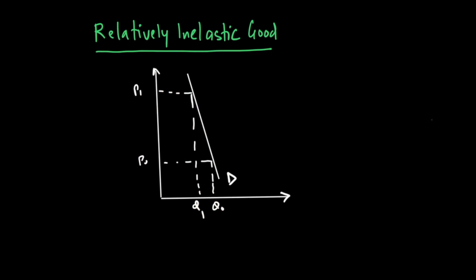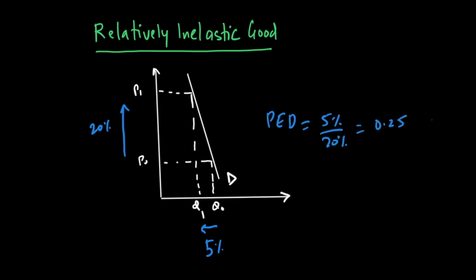When the good is relatively inelastic, we have a downward sloping demand curve. But this is a demand curve which is very steep. You can see that the price goes up by, let's say, 20%. The quantity is falling by not that much, let's say only 5%. So my PED value will be, for example, 5% over 20%, which is 1 over 4 or 0.25.